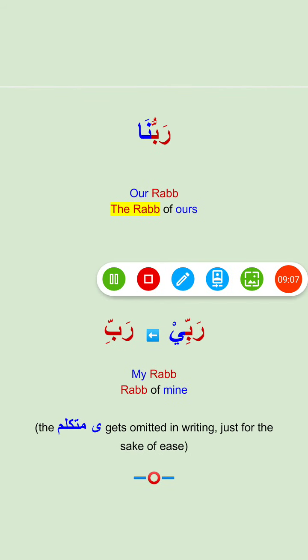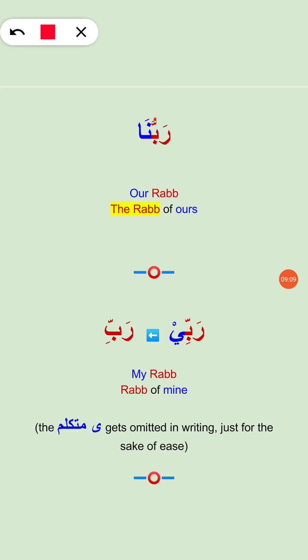Next example, rabbuna. Once again, the word rab is muzaf, and it is light, and it is marfa. Why is it marfa? Because it is attached to the attached pronoun of nahnu. So the rafa form of na is nahnu, and na is the attached form of our. So it translates as our. So our rab, or the rab of ours.